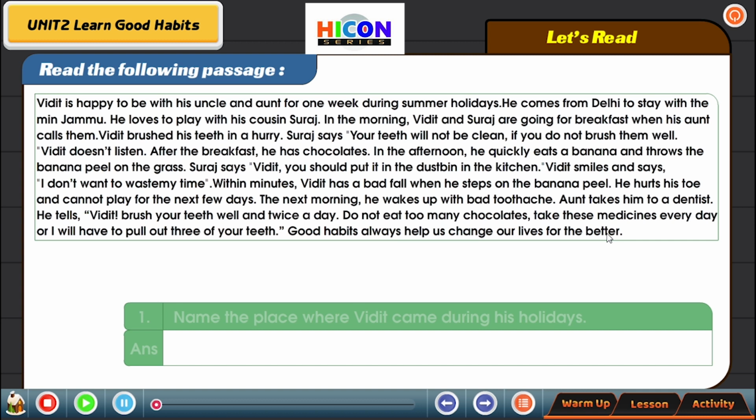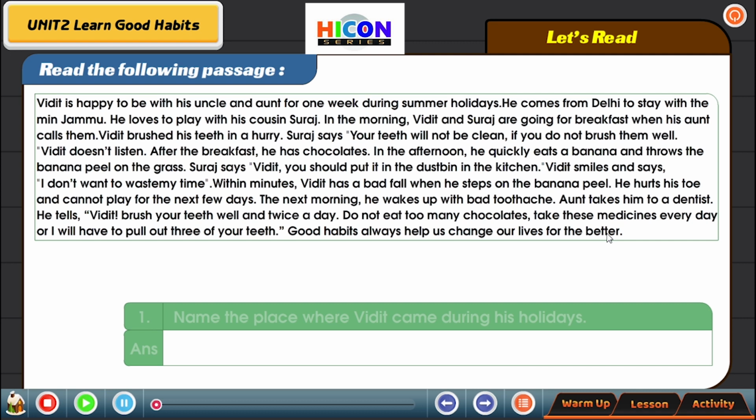The doctor checked his teeth and said, Vidit, you are not brushing your teeth properly. If you do not brush your teeth properly, your teeth will become damaged. And now I'll give you some medicines. If you do not take your medicines properly, and if you do not take good care of your teeth, how should we take care of our teeth? We should brush our teeth properly twice a day, once in the morning and the second at night before we go to bed. And we should not eat lots of chocolate and all. If we do, our teeth will become damaged.